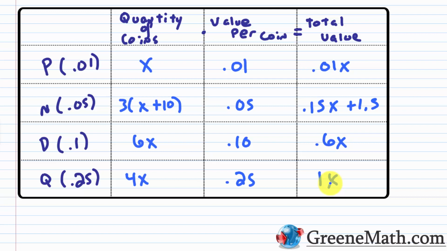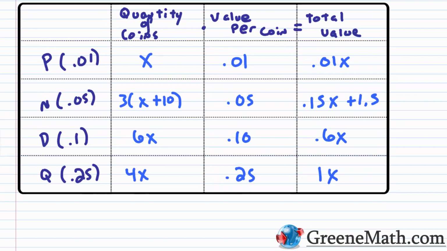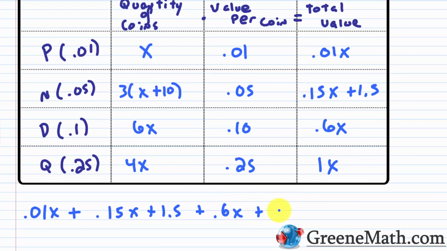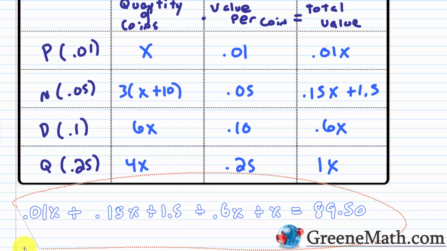Okay, so if we sum these total values for each, then what we're going to get is a value that is equal to $89.50. So in other words, if I take 0.01X, the value of all pennies, and I add it to 0.15X plus 1.5, the value of all nickels, and I add it to 0.6X, the value of all dimes, and I add it to 1X, the value of all quarters, I'm just going to write X. This is equal to, again, the total value of the jar, which is $89.50.